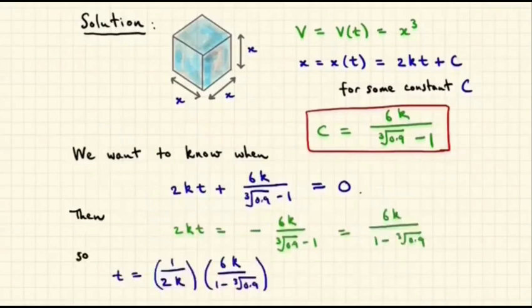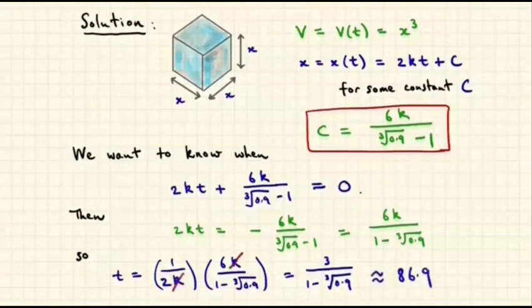which our calculator tells us is approximately 86.9 to 1 decimal place. Thus, the answer to our original problem is that it takes almost 87 hours for the cube to melt away completely. If you look carefully at the mathematical analysis, you'll see that the final answer depends only on the proportion of the cube that has melted after 3 hours.